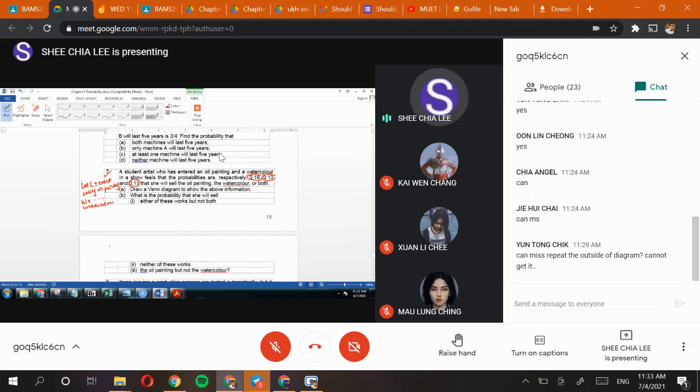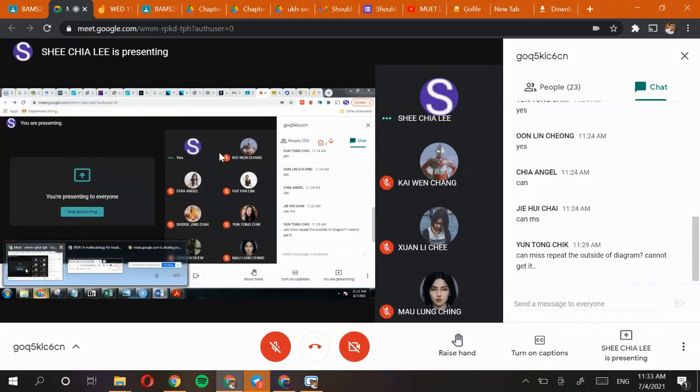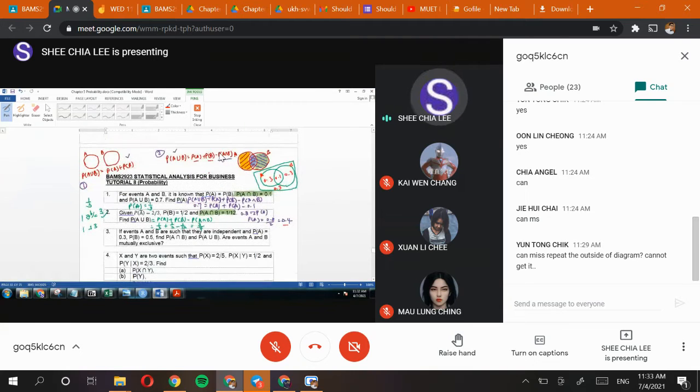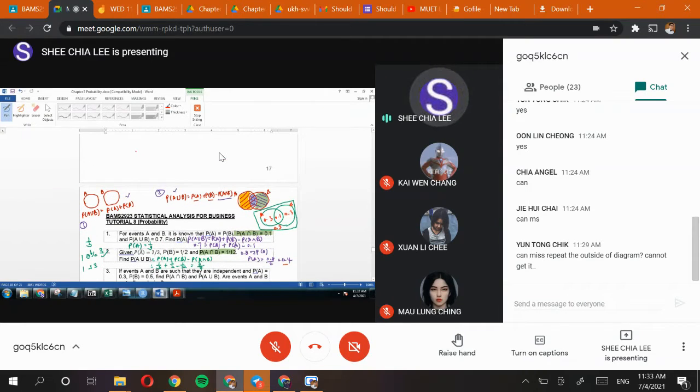Okay or not? Done already? Outside the diagram cannot get it. Oh, okay. Outside the diagram, it's the same thing as A and the A complement. If I draw in the Venn diagram, say this is A, and A is 0.4, then A complement means outside of A, so this will be 0.6.